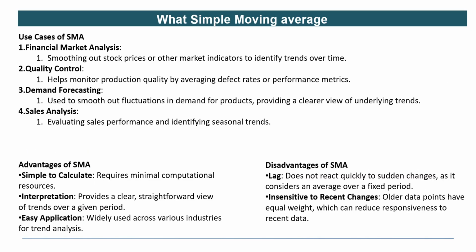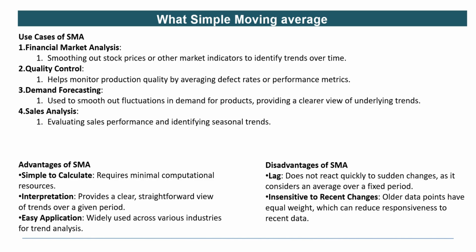Generally in financial markets, moving average is used to smoothen out the stock prices or market indicators to identify trends over time. So in many of your financial articles, you will see terminologies like 20-day moving average, 30-day moving average, 50-day moving average. Similarly, from a quality management perspective, moving average helps to monitor production quality by averaging defect rates or performance metrics over a period of time.